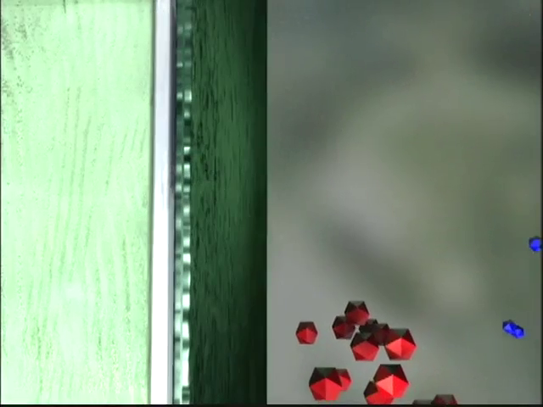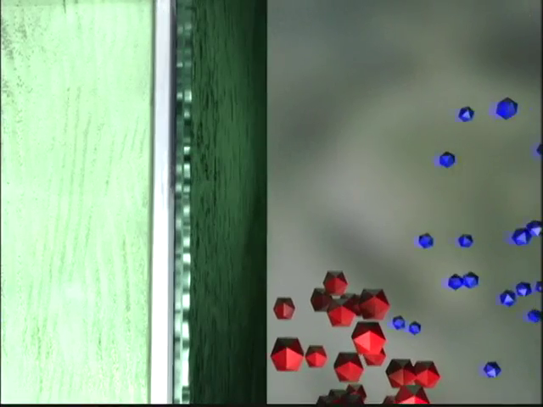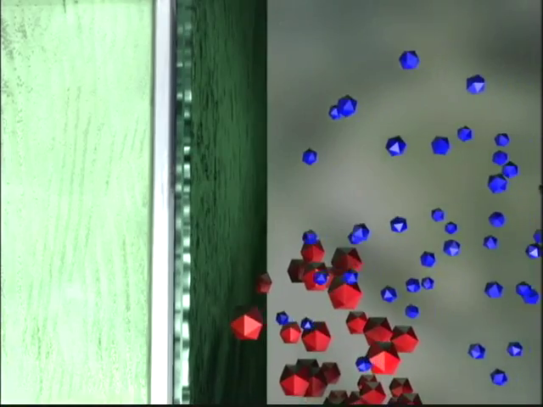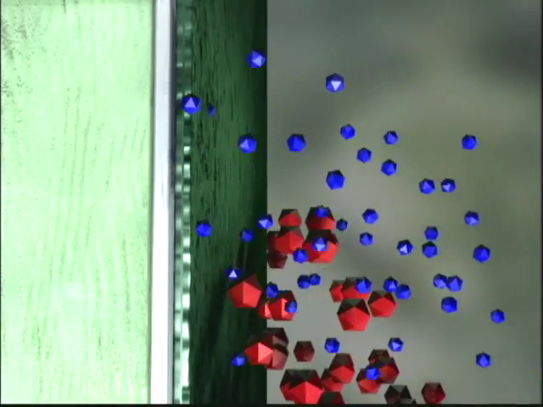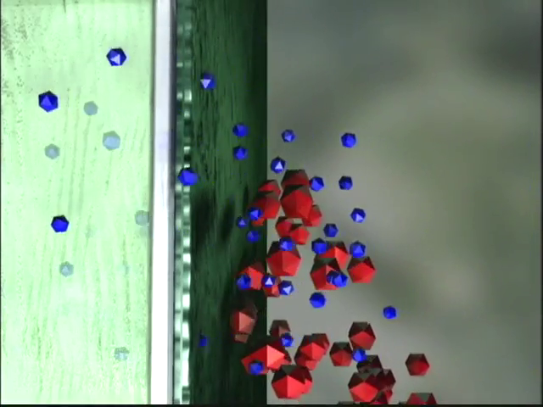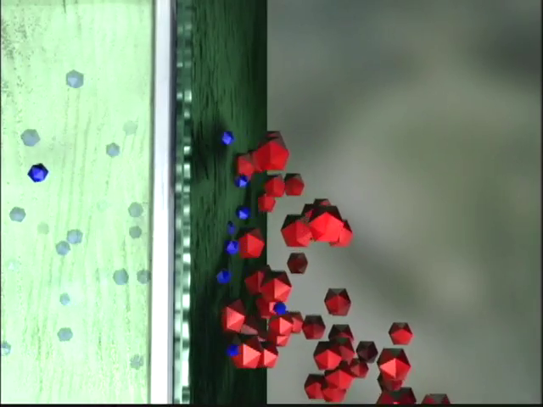But not all molecules can flow in and out of the cell via diffusion. This is because the cell membrane is selectively permeable, only allowing some molecules to pass through.